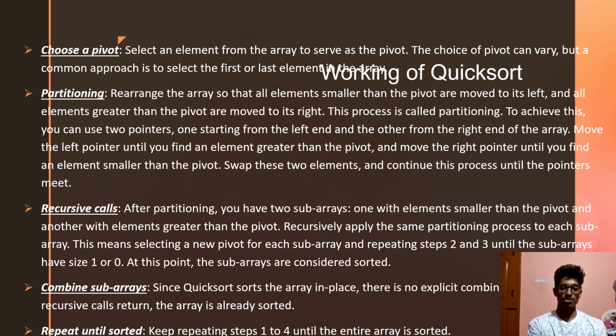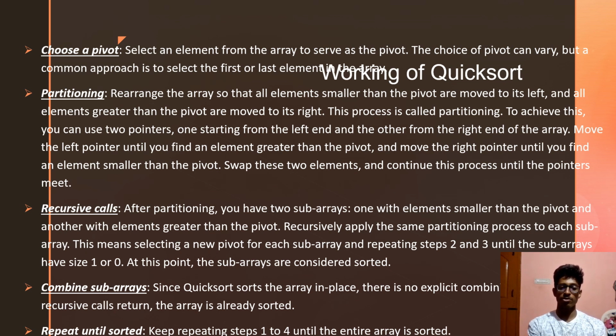To achieve this, you can use two pointers, one starting from the left end and the other from the right end of the array. Move the left pointer until you find an element greater than the pivot and move the right pointer until you find an element smaller than the pivot. Swap these two elements and continue this process until the pointers meet.